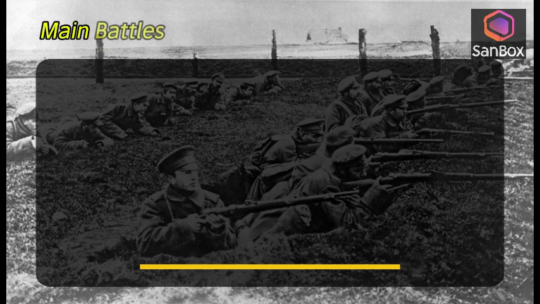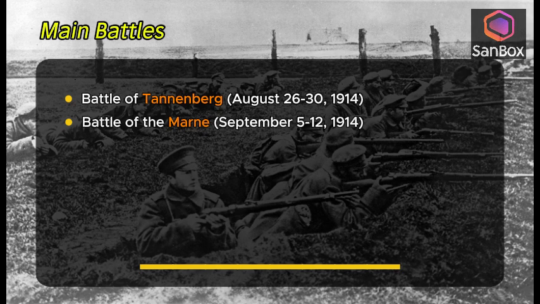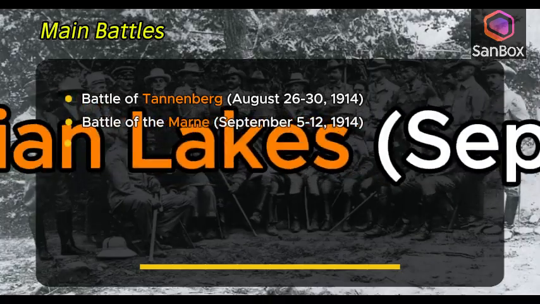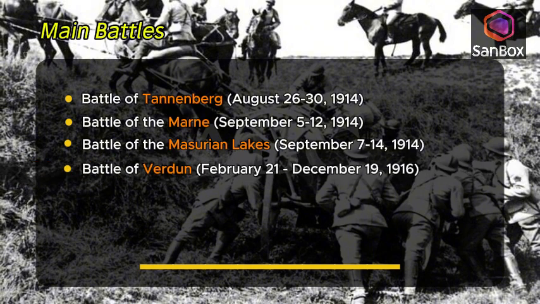Some of its main battles were Battle of Tannenberg, August 26 to 30th, 1914. Germany defeated Russia. Battle of the Marne, September 5th to 12th, 1914. The Allies, France and England, defeated Germany. Battle of the Masurian Lakes, September 7th to 14th, 1914. In this battle, Germany defeated Russia. Battle of Verdun, February 21st to December 19th, 1916. France emerged victorious, defeating Germany.